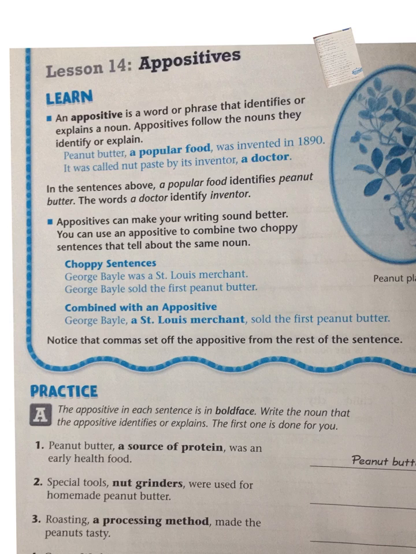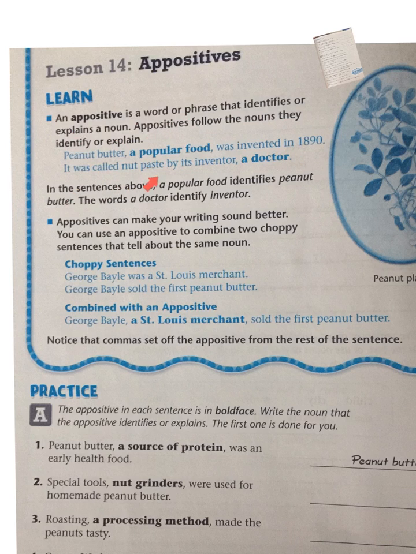Today we're going to look at appositives. An appositive is a word or phrase that identifies or explains a noun. Appositives follow the nouns they identify or explain. So, peanut butter, a popular food, was invented in 1890.